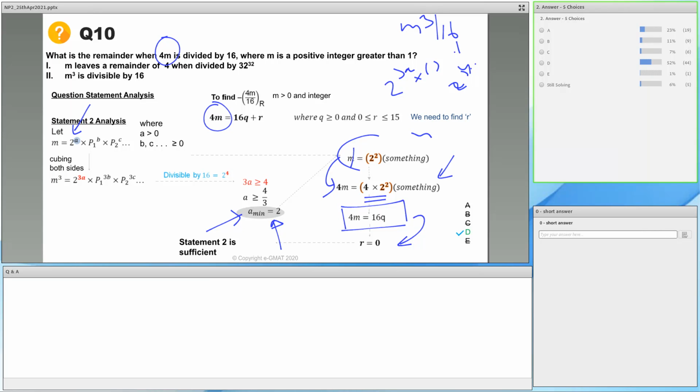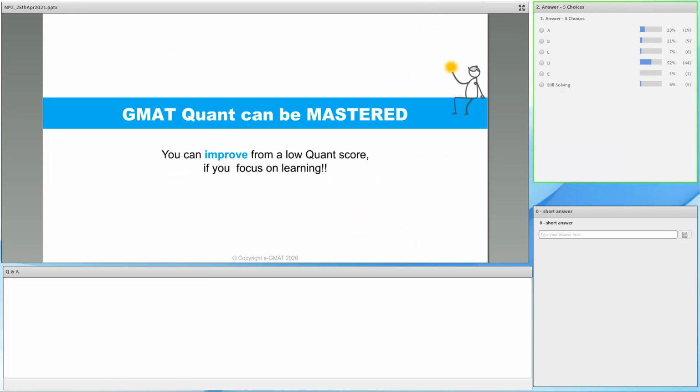And the minute you have even 2 here, 4m becomes a multiple of 16. Which means option D is the correct answer. Even statement 2 is sufficient. It's kind of great, right? So this was the toughest question we had for you because of that statement. Go through the logic for some of you who might still be a little bit hazy about this. So this is a monster question, I agree.